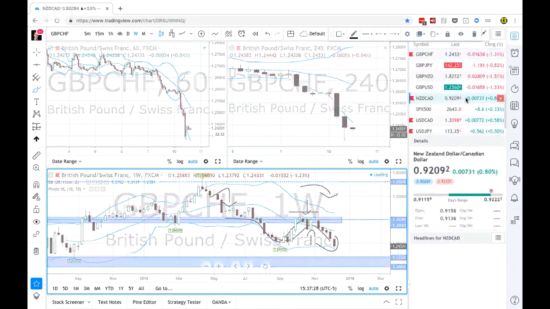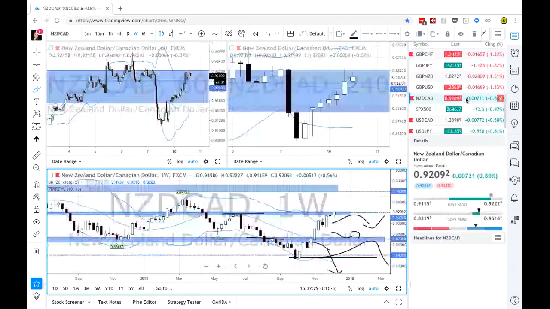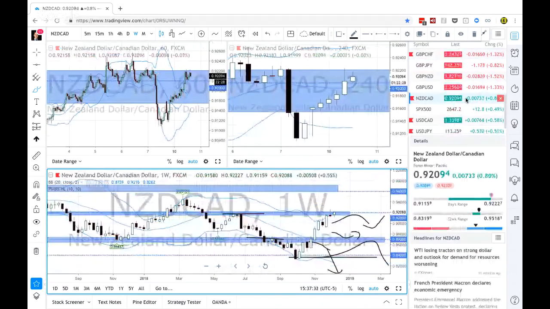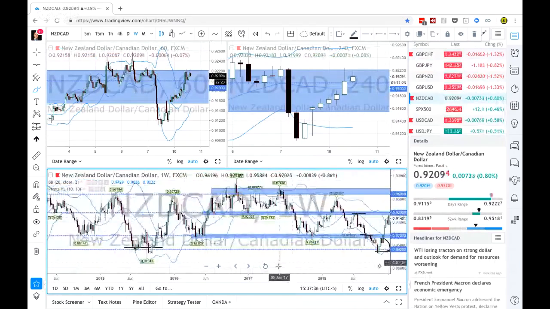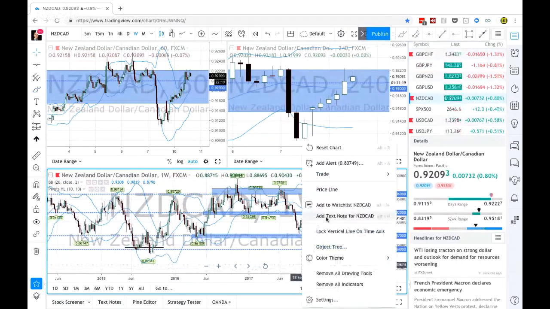NZD CAD is the next one. NZD CAD is right now at the resistance area, okay? And I want to show you in this pair, I'll actually remove all the drawings. I want to show you how we do the zones, how we spot them, how we draw them, and everything in between.